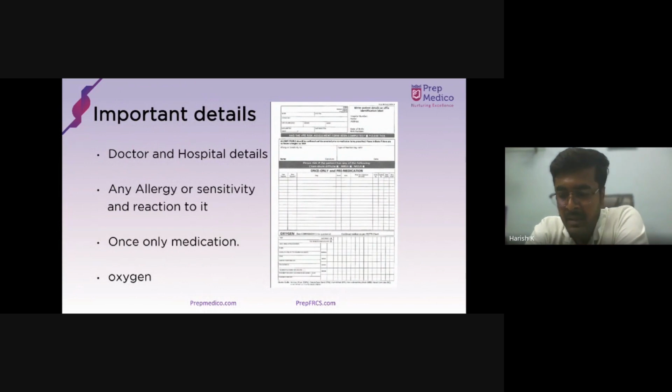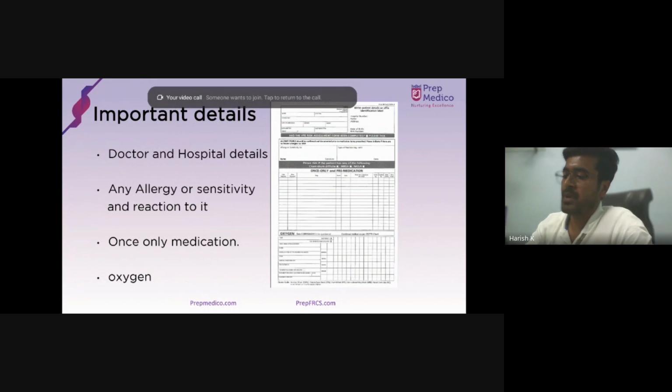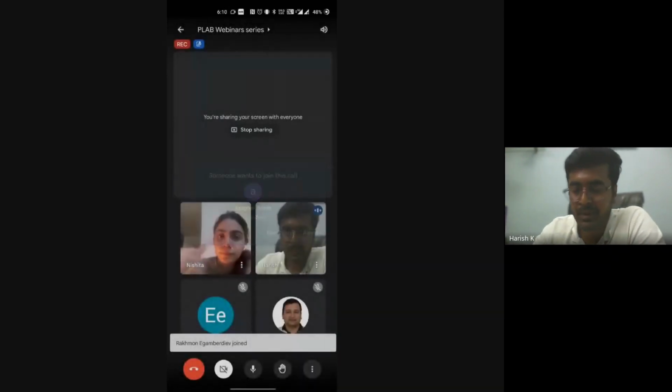Okay, this is the prescription sheet. You can get this prescription sheet from the GMC portal. Actually, you can go and download it. Otherwise, we'll post this prescription sheet in the Telegram group, so you can download it, take printouts, and start practicing.